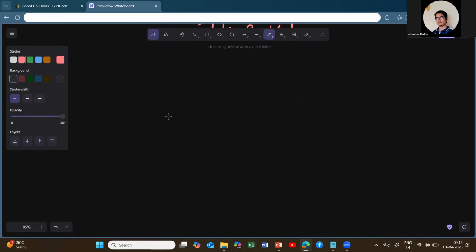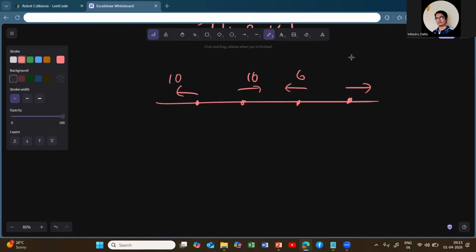So again, I am explaining in a number line type of way. You can assume that there will be some robots in some positions, and some will be moving left, some will be moving right. As a result, some will collide with some. So let's say this has a health of 10, this has a health of 10, this has a health of 6, this has a health of 5. So you see, this will go to the left as it is going.